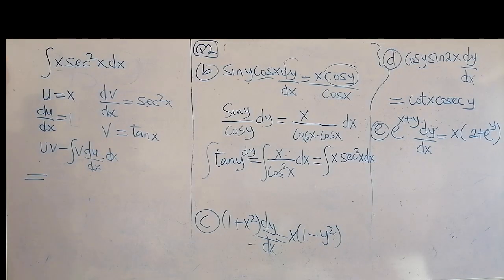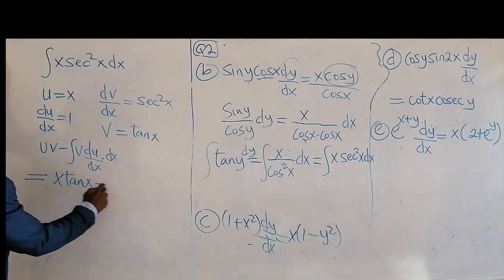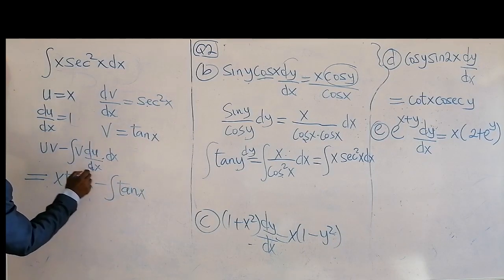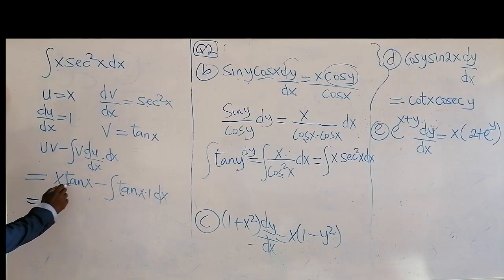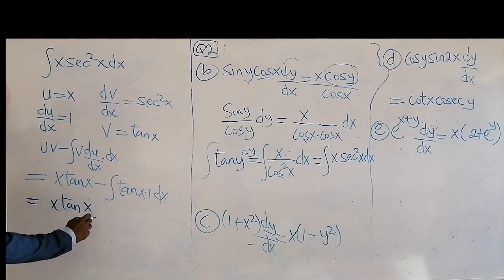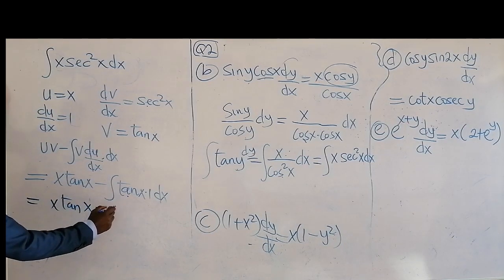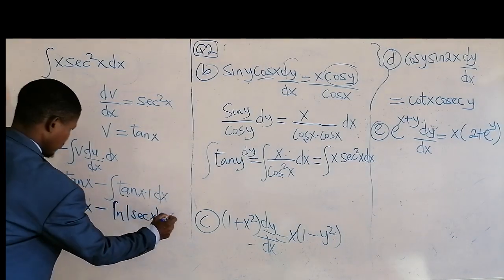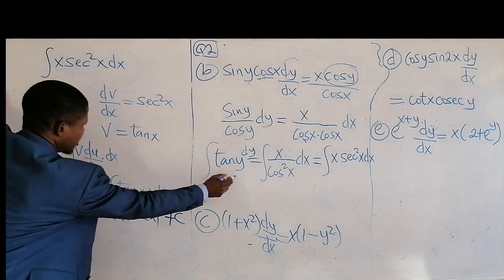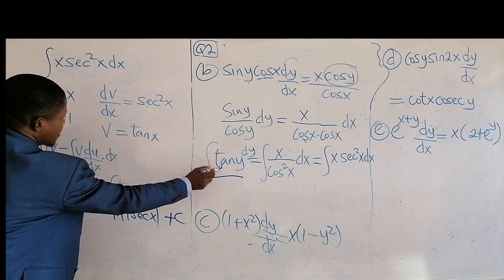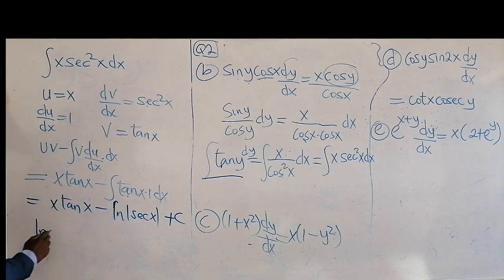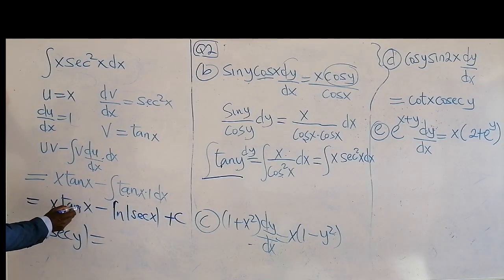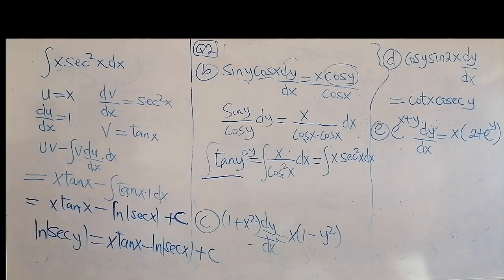So let's plug in. We're going to have x tan x minus the integral of v, which is tan x, times du dx, which is 1, dx. So we now have x tan x minus the integral of tan x, which is ln sec x, okay? Then plus c. So finally, we can come to the left hand side. The integral of tan y is ln sec y, equal to the answer for the right hand side. That's the end of this solution.